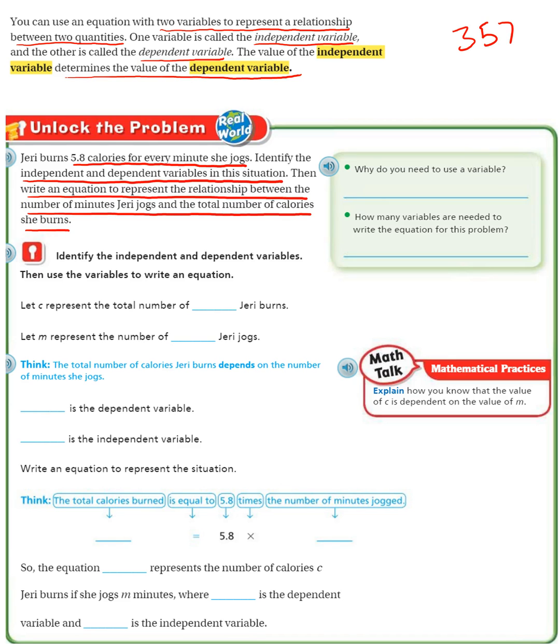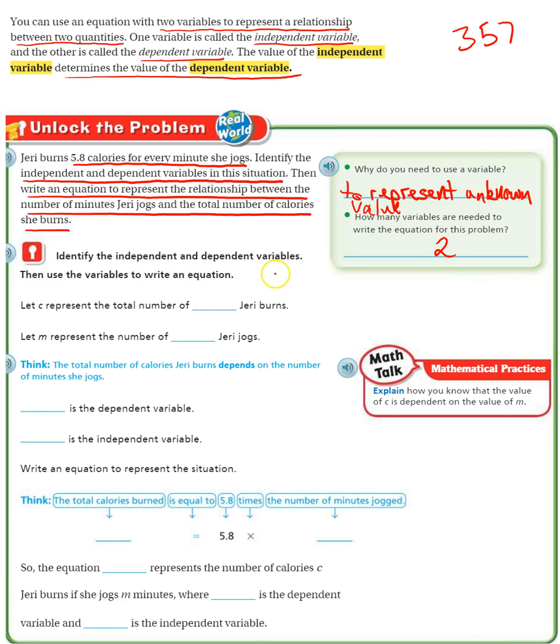Okay, so why do we even need to use a variable? What do the variables represent? We need to use variables to represent unknown numbers, or at least unknown until we solve them, right? Unknown value, we'll say. How many variables are needed to write the equation for this problem? 2. The independent and the dependent.